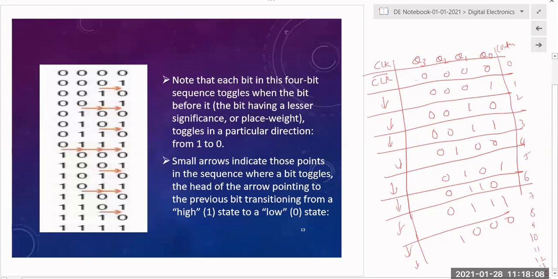Okay, so note that each bit in this 4-bit sequence toggles when the bit before it toggles in a particular direction, that is from 1 to 0. అంటే only for the negative edge మాత్రమే it will toggle, and in all the remaining cases there is no change. Small arrows indicate those points in the sequence where the bit toggles. Okay, toggle ఎప్పుడెప్పుడు అవుతుందో దాని గురించి అక్కడ ఇండికేట్ చేశారు.